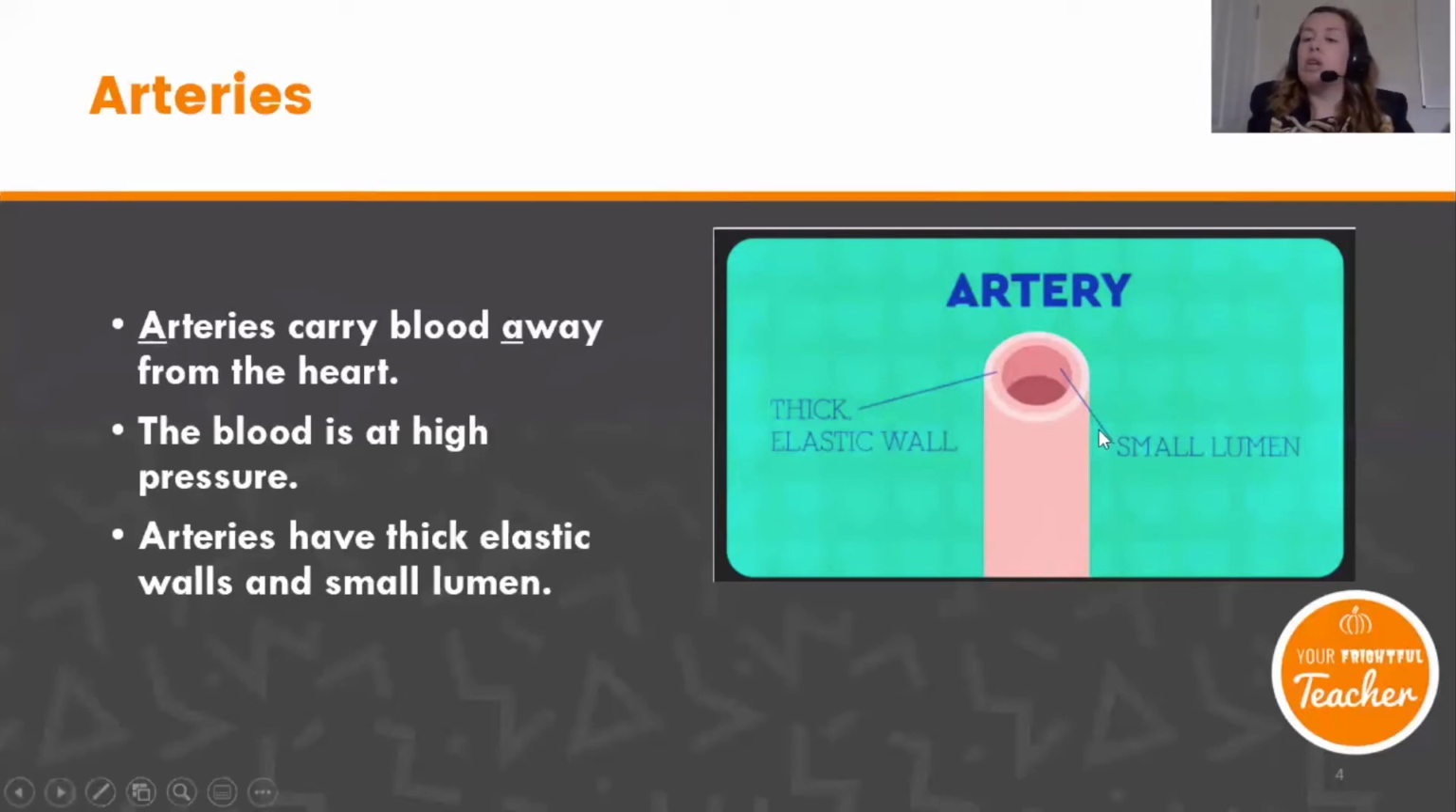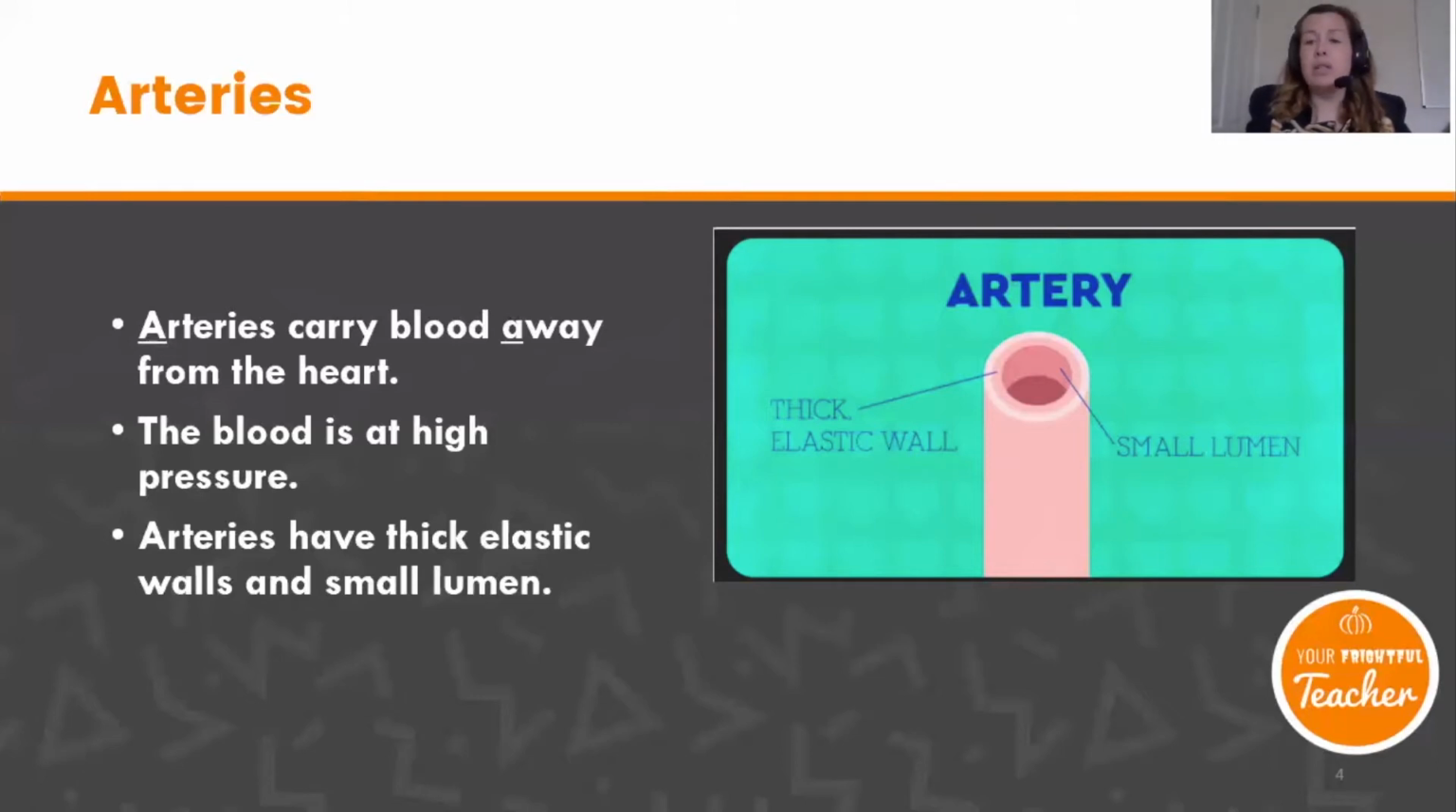They also have something called a small lumen. If you see the word lumen, that's basically just the hole in the middle of a tube. You probably wouldn't have heard it in the digestive system, but you might have. But lumen just means the hole in the middle. And in the case of an artery, that hole is quite small. Again, that helps maintain the pressure of the blood.